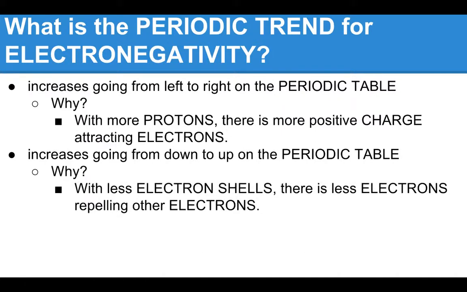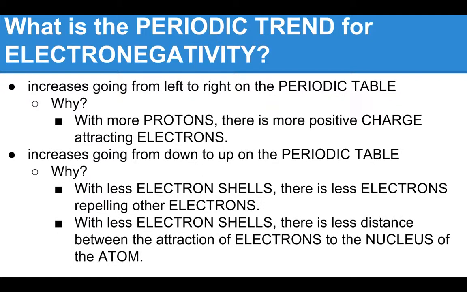Okay, so with fewer electron shells, meaning you're going up, there are fewer electrons repelling each other. So there are these electrons that are kind of in the way between the nucleus and the electrons that are outside of the atom. And also with fewer electron shells, there's less distance between the nucleus and the electrons. Because there's less distance, it's able to be more attractive. It's kind of like a magnet. Magnets are more attractive as they're closer. So the closer you can get that electron to the nucleus itself, the stronger the electronegativity, the stronger the attraction. So it increases going to the right and up.